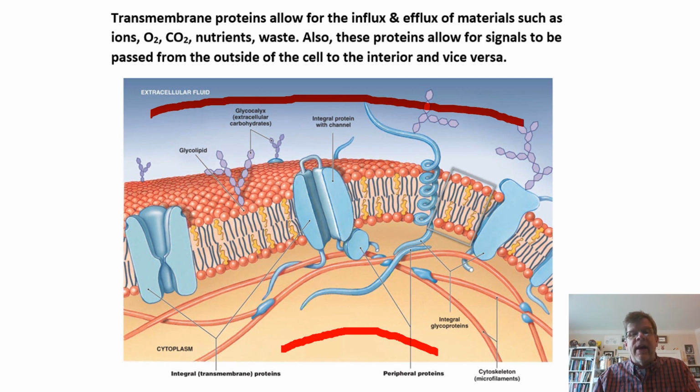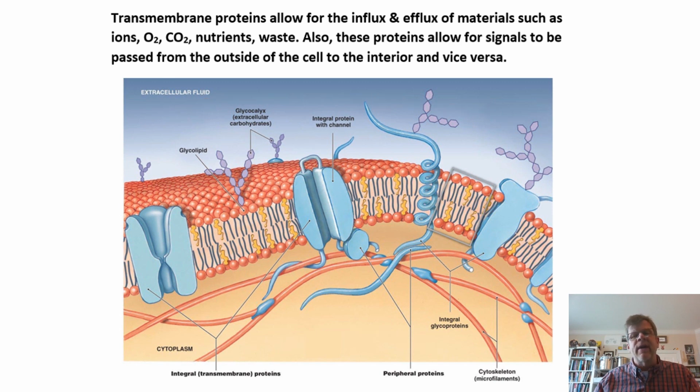Because the cell is a living thing, it requires an influx, as I said, of oxygen and nutrients and that sort of thing, and has to be allowed to cast out any waste products, carbon dioxide, ions, and that sort of thing. The real interesting thing about these transmembrane proteins, for instance this one right here, is that it's known as a channel protein. And a channel protein, as you'd think, has a channel going through it. It's like a tunnel going through it.